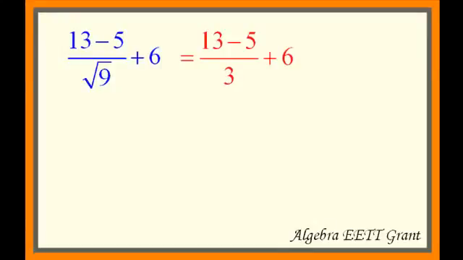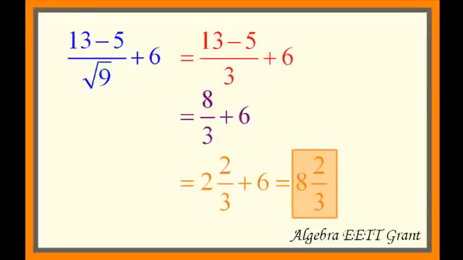Now we have to do the grouping symbol. In this case, it's the division sign. So in other words, anything in the fraction must be simplified before we add 6. Well, 13 minus 5 will give us 8. So we have 8 thirds plus 6. Well, 8 thirds is really a mixed number, so to combine it with a 6, we can rewrite it as 2 and 2 thirds. And 2 and 2 thirds plus 6 will give us an answer of 8 and 2 thirds.